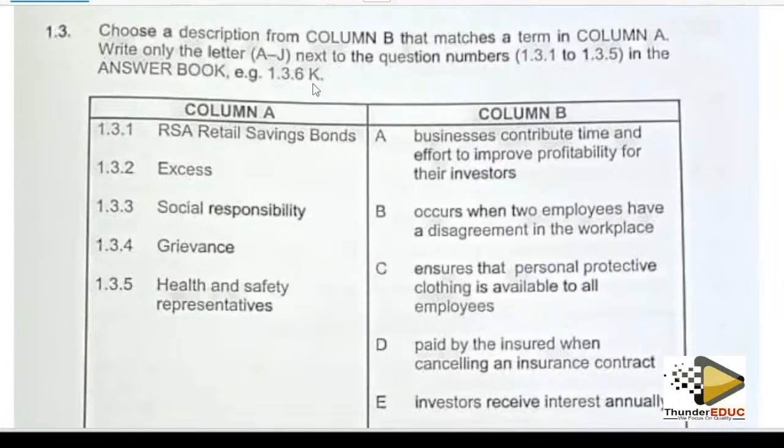So now, if we check column A, we have Republic of South Africa Retail Savings Bond. If you still remember, this one is where investors normally receive their returns two times a year. Also, this one is specifically for citizens of South Africa, the citizens of a particular country.